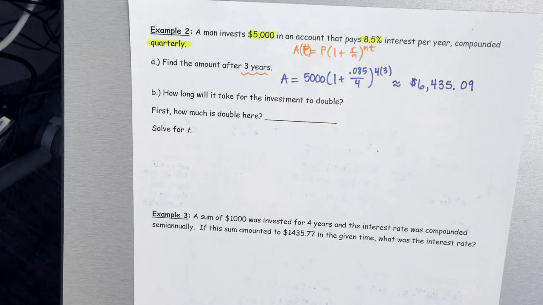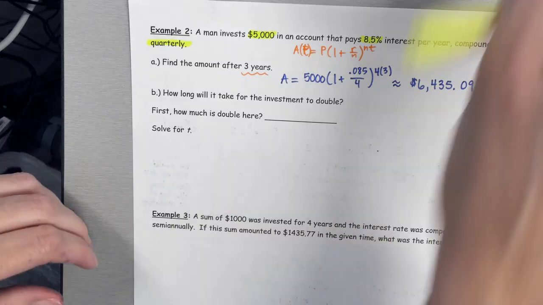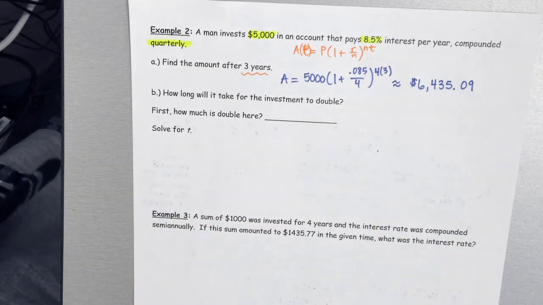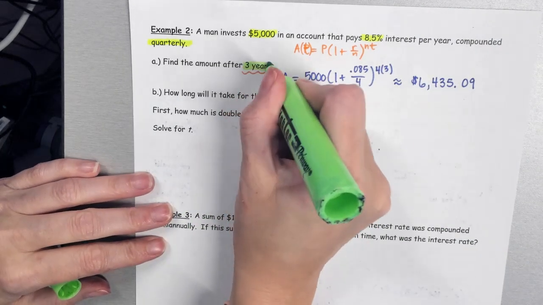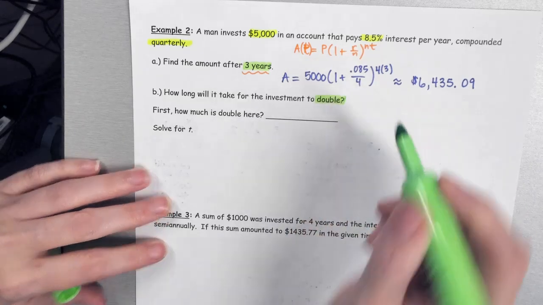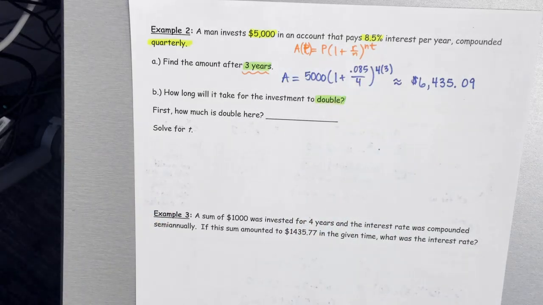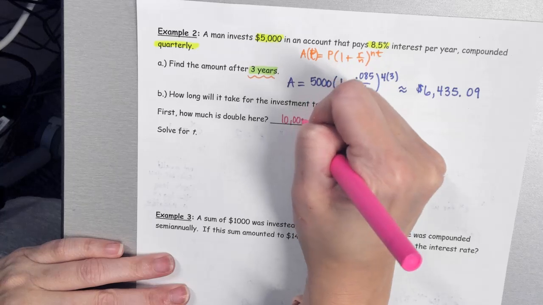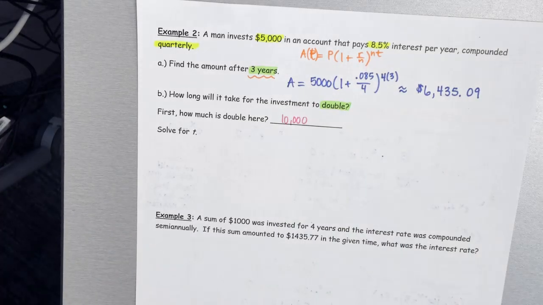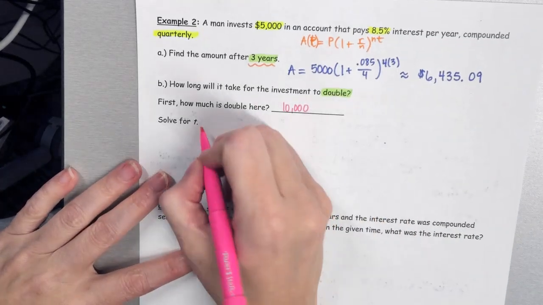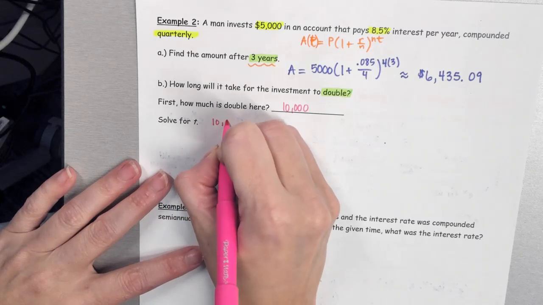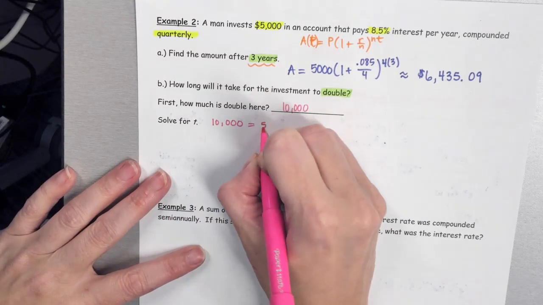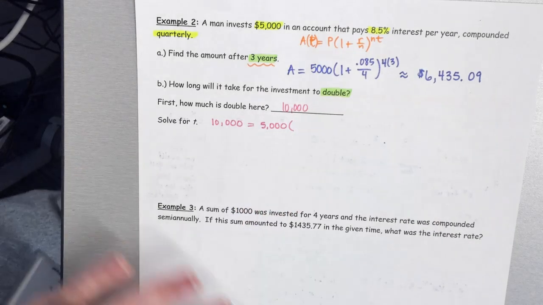Okay, now B is asking you how long does it take for the investment to double? So if we're trying to figure out how long it takes to double, let's first determine how much is double here. Yep. So we started with $5,000, now it'll be 10,000. So what we're going to do is we're going to solve for T. We want the amount to be $10,000. We want to see how long it's going to take our account to get there.